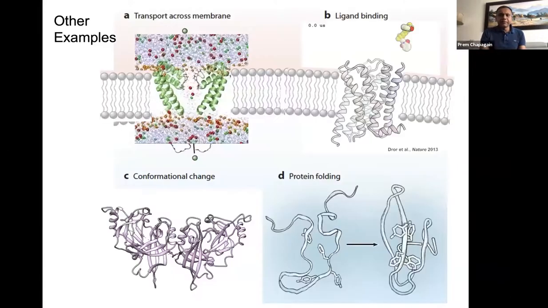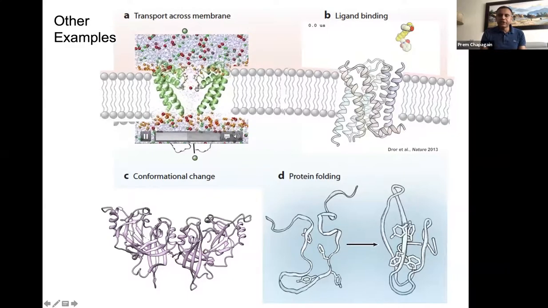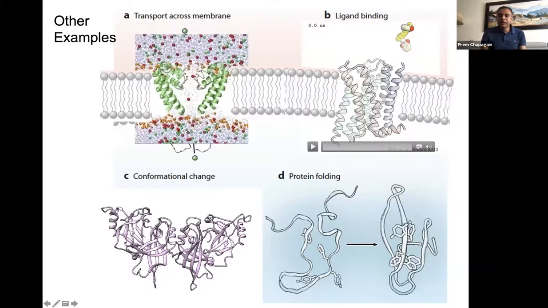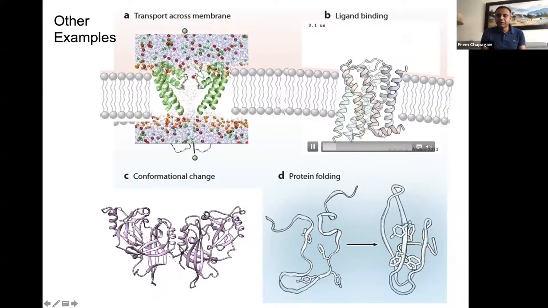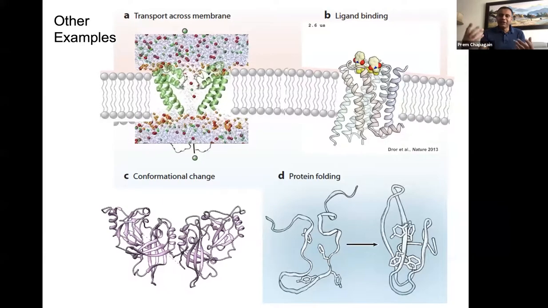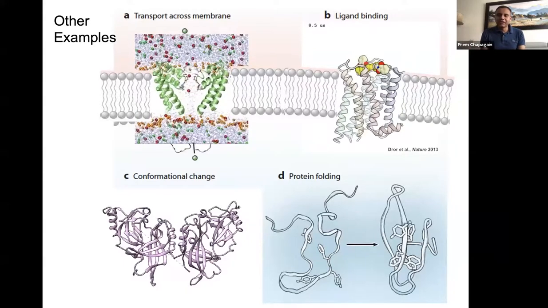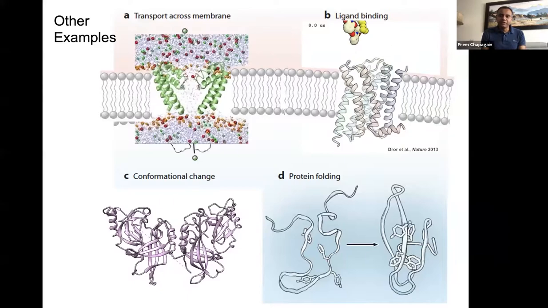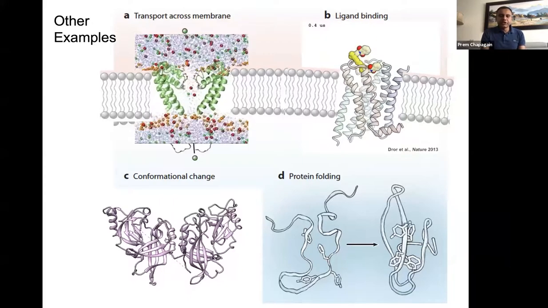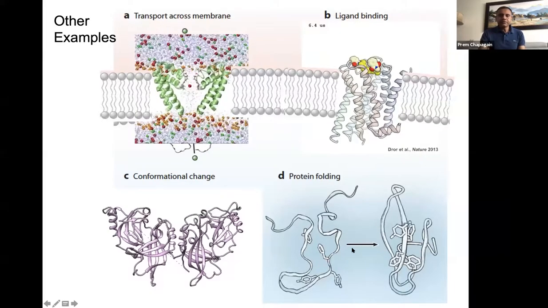right? And some other examples could be ion translocation in the ion channels, or free drug binding without any bias. You can simulate this. This is going to take much longer time than docking, but it is possible to actually get the drug binding just from the molecular dynamics simulation. The others could be conformational changes in function, and also how proteins fold.